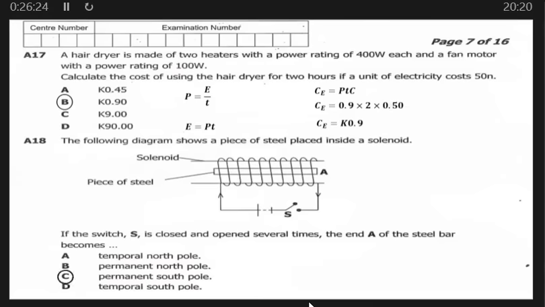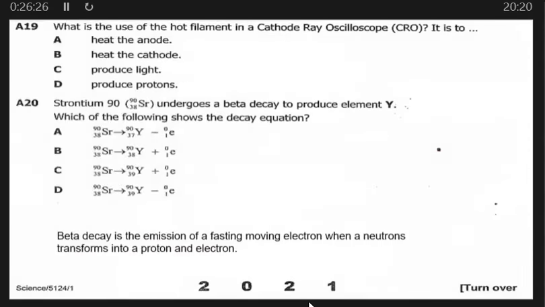All right, so let's go to question 19. Question 19 says, what is the use of the hot filament in a cathode ray oscilloscope, CRO? It is to A, heat the anode, no, B, heat the cathode, yes, it is to heat the cathode. Question number 20 says, strontium-90 undergoes a beta decay to produce element Y. Which of the following shows the decay equation?